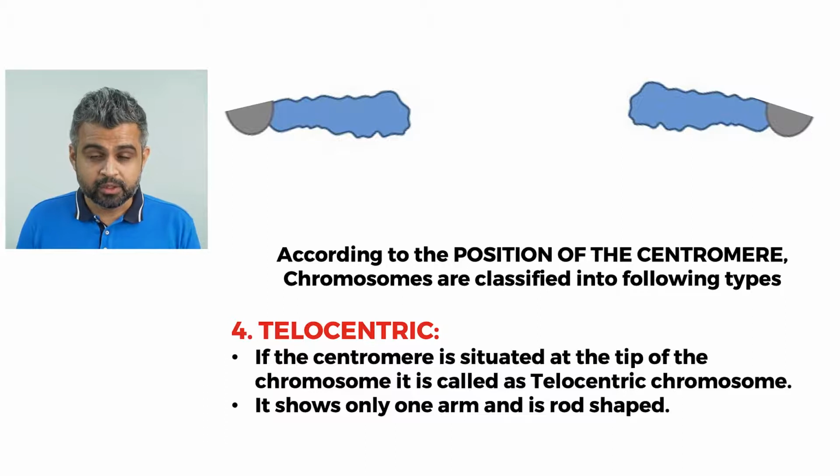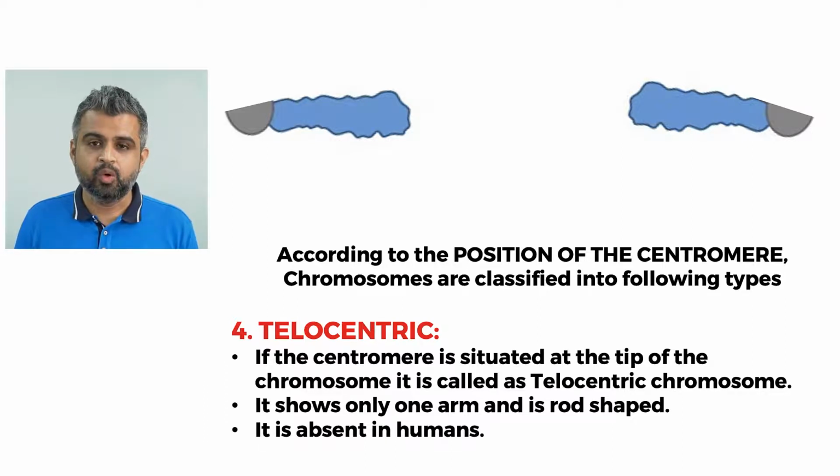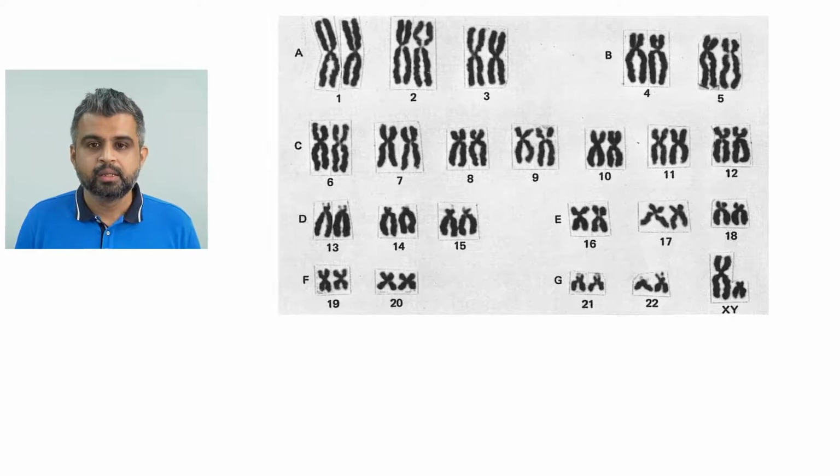The important thing to remember here is that telocentric chromosomes are completely absent in human beings. We do not see this in human beings at all. Here is a picture which you have seen before, and you already know that this picture is a karyotype of humans. It shows all the human chromosomes during metaphase. The reason why I'm showing it to you right now is that you can clearly see that we humans do not have any telocentric chromosomes.